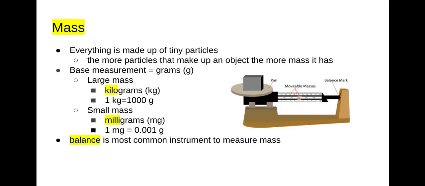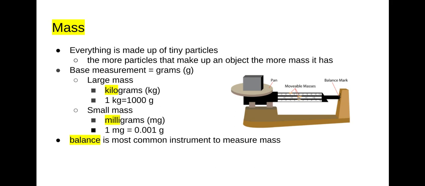So the first thing I want to talk about is mass. We need to remember that everything is made up of tiny little particles. The more particles that make up an object, the more mass it has. When we're measuring mass, we use what's called a balance. This is a picture of a balance you might have seen in the lab before, kind of similar to the balance you might see at a doctor's office when they move the measuring over and they try to measure you.